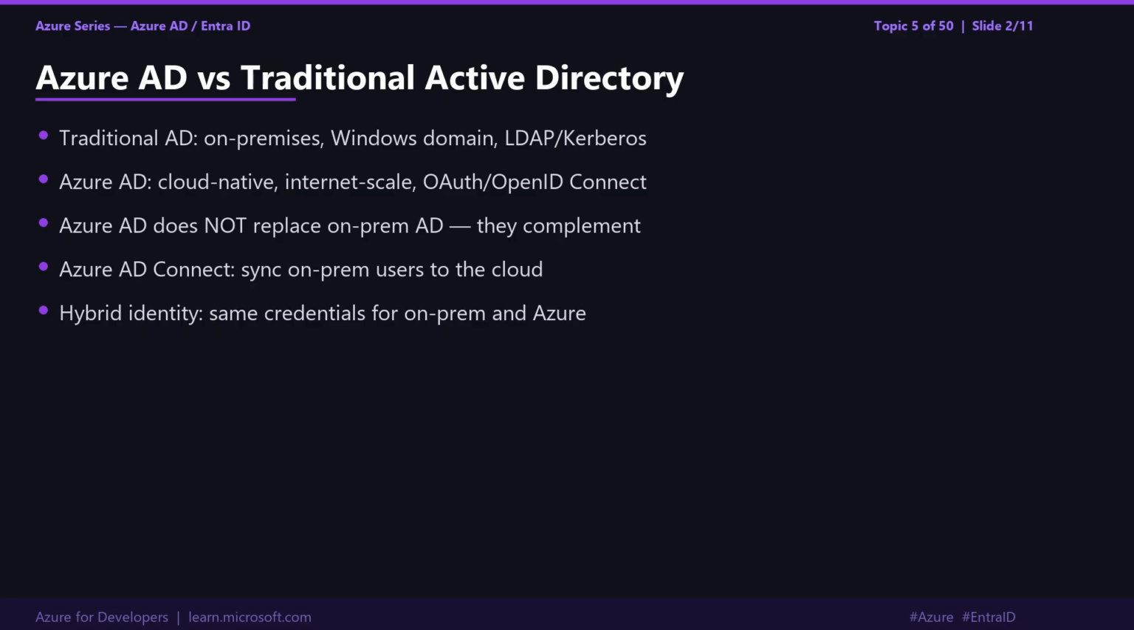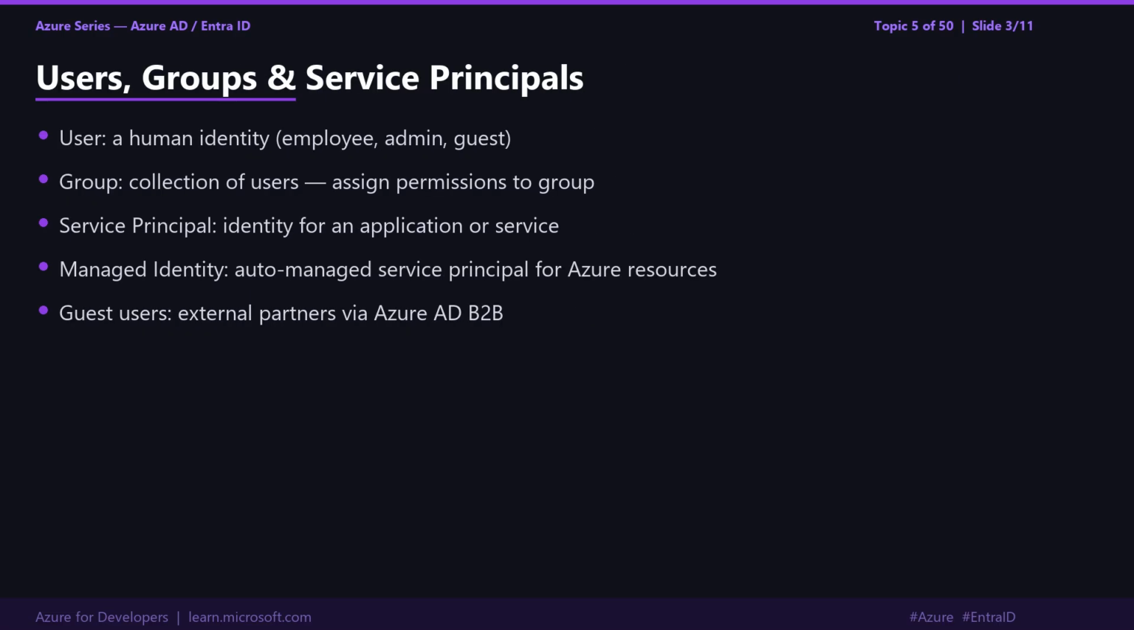Entra ID manages several different types of identities, and knowing the difference is essential. A user is a human identity. Your employees, administrators, and developers each have a user account in Entra ID. Users can sign in interactively. They type a username and password, or go through multi-factor authentication.